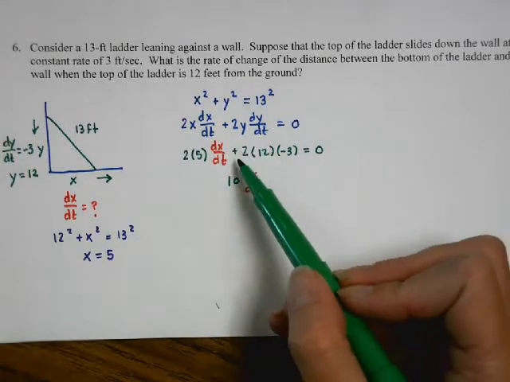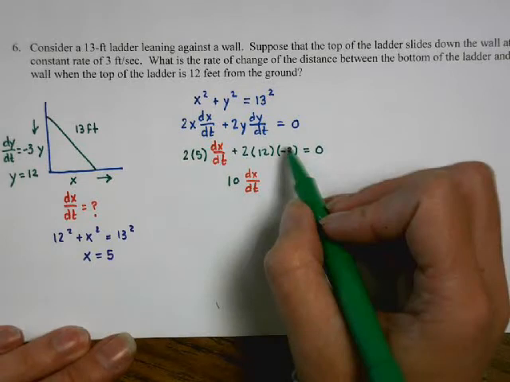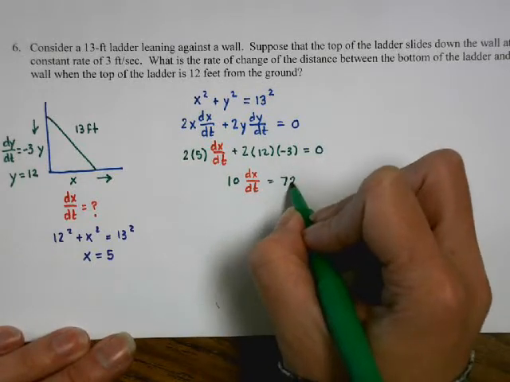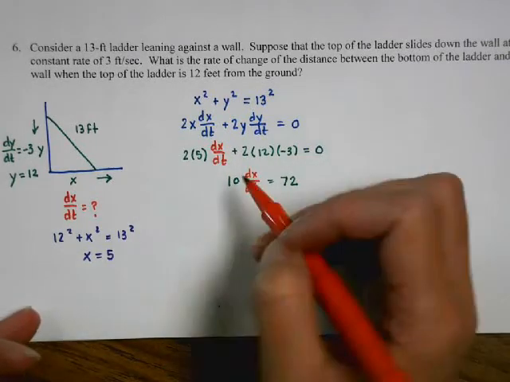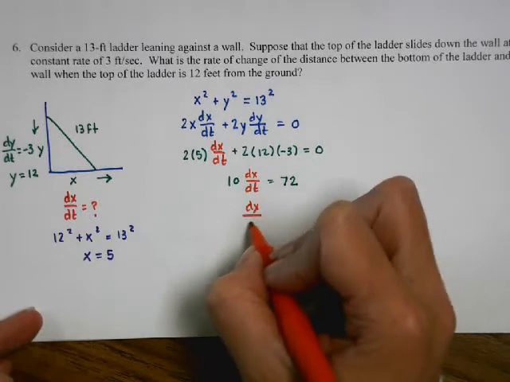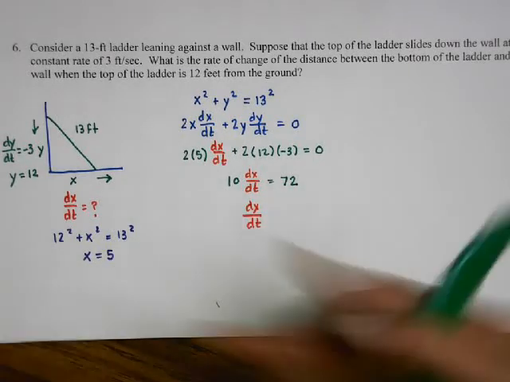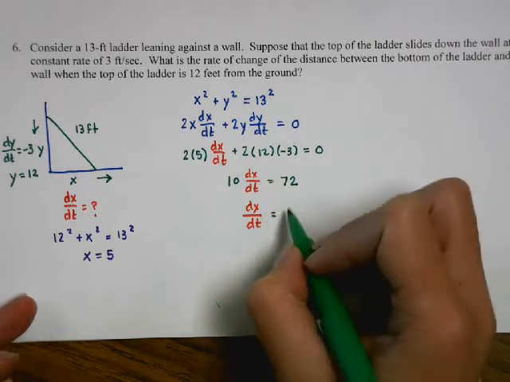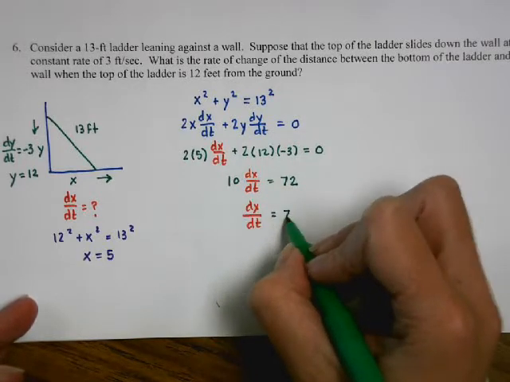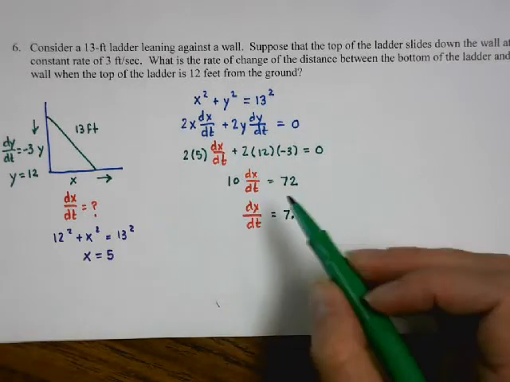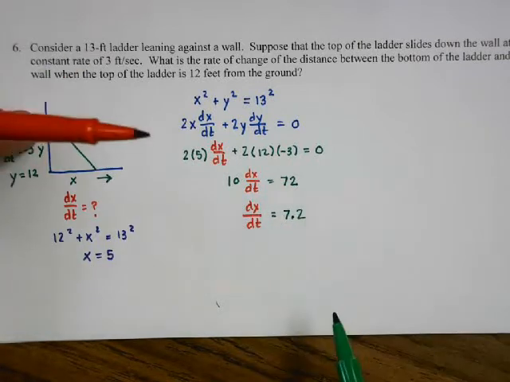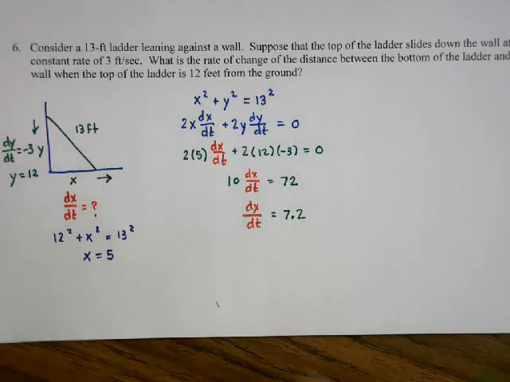So I'm just going to add that over to the other side and then divide. So dx/dt is going to equal 72 divided by 10, or 7.2. And it should make sense that this is positive, since if this is decreasing, this would be increasing. And this would be in feet per second.